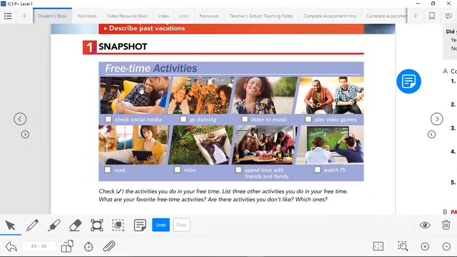These are activities that we do when we don't have to work, or we don't have to go to school, or any other thing. We see here that we can check social media, we can go dancing, we can listen to music, we can play video games. I really like this one. We can read, we can relax, we can spend time with friends and family, we can watch TV. Okay? Very good. I suppose that you do a lot of this stuff.